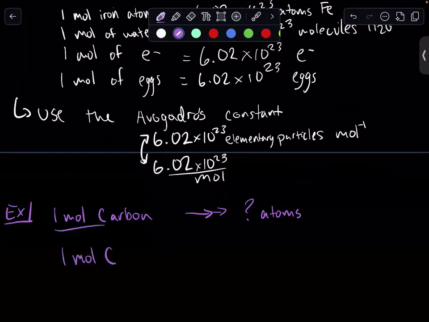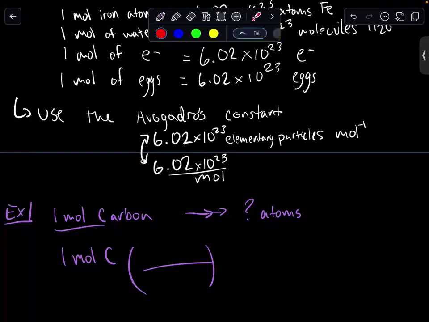So we would start by writing our given like any math problem. 1 mole carbon. What we're then going to do is draw some big parentheses that have a top and bottom. And this is not how the textbook is going to say you do it, but I do it this way because this leads us into the idea of stoichiometry or dimensional analysis. But we're going to use some big parentheses. We are going to use Avogadro's constant.